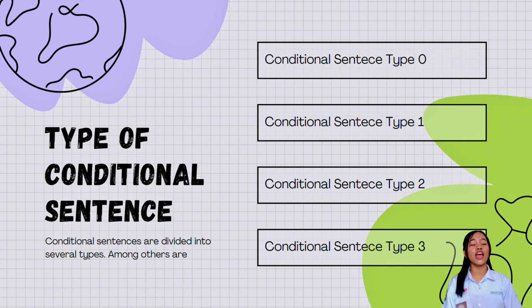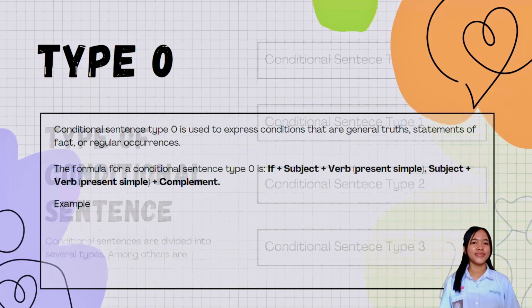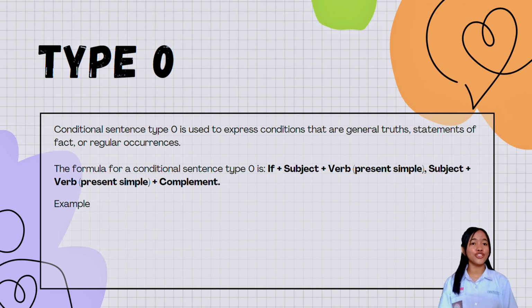Okay, next is the types of conditional sentences. Conditional sentences are divided into several types. Among others are conditional sentence type 0, type 1, type 2, and type 3. Conditional sentence type 0 is used to express conditions that are general truths, statements of fact, or regular occurrences. The formula for a conditional sentence type 0 is if plus subject plus verb, subject plus verb plus complement.